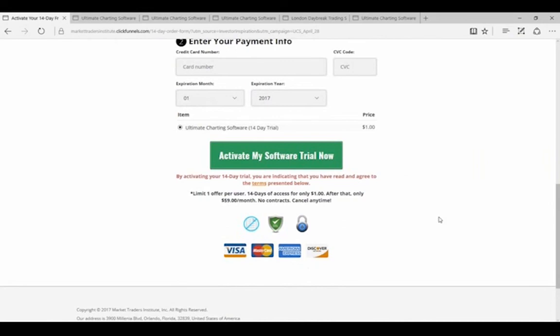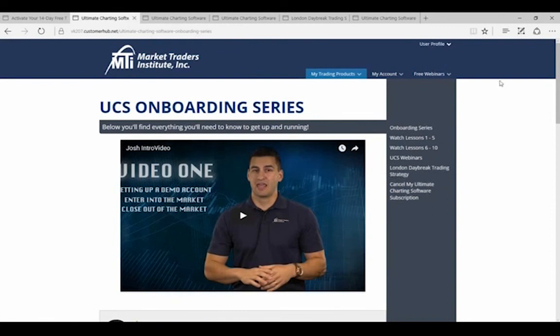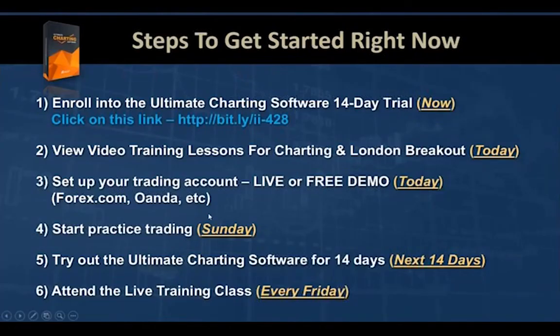What's probably going to happen is you're going to get two emails. One email will let you know that you are, in fact, registered for this trial, and then you'll probably get another one that gives you login information. Let me explain what this login information gives you access to. It's going to give you access to this back-end portal. This back-end portal is where all these video lessons and everything I'm about to show you will be. So let's go back for just a second. I need everybody to click on that link and register for the charting software. It's for a 14-day trial.